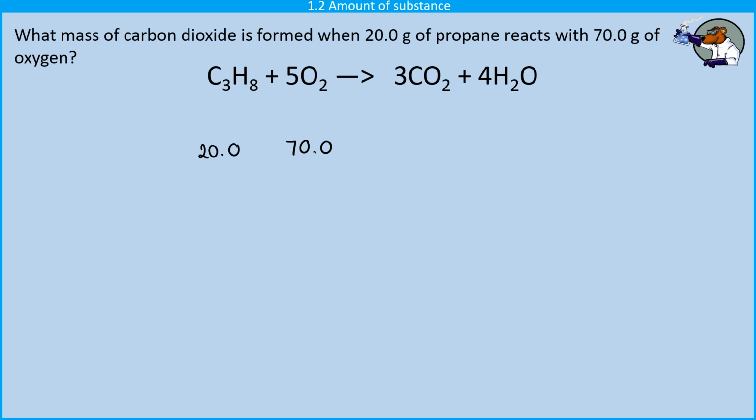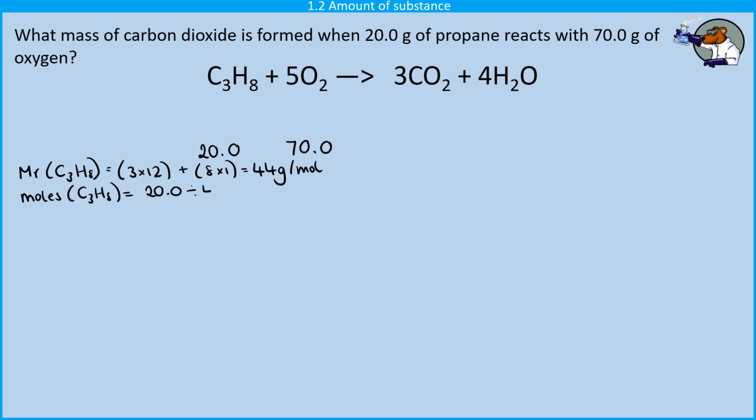Now I'm going to need some relative formula masses. So obviously I can work out the relative formula mass of propane by just adding together the relative atomic masses of all of the atoms in that molecule. And then I can use mass divided by Mr to work out the number of moles, which here is about 0.45-ish. Now it's really crucial that you don't round your answer until you get to the very end. So I would just keep using that answer button on your calculator. I haven't written out the whole calculator display here, but you could do that as well.